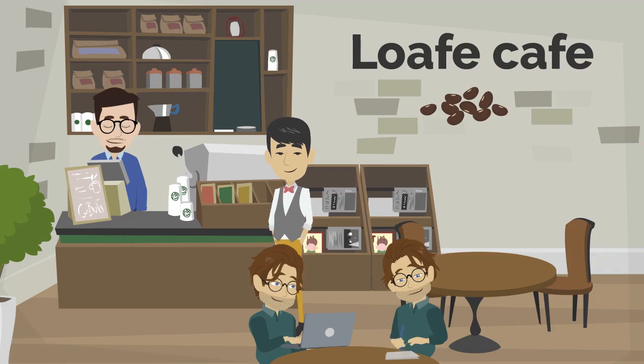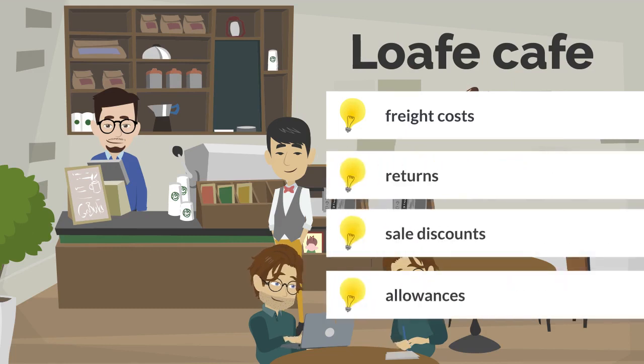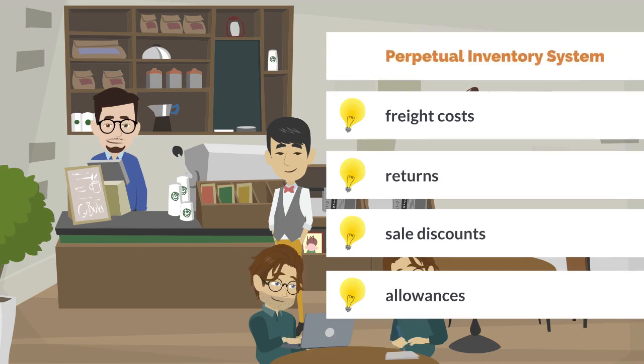We learned how to account for freight costs, returns, sale discounts, and allowances. Remember that the concepts we went over today are specific to the perpetual inventory system.